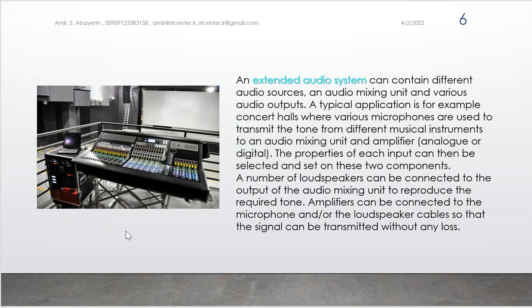An extended audio system, a more sophisticated one, can contain different audio sources, an audio mixing unit and various audio outputs. A typical application is, for example, a concert hall, where various microphones are used to transmit the tone from different musical instruments to an audio mixing unit and amplifier. It can be analog or digital. The properties of each input can then be selected and set on these two components. A number of loudspeakers can be connected to the output of the audio mixing unit to reproduce the required tone.